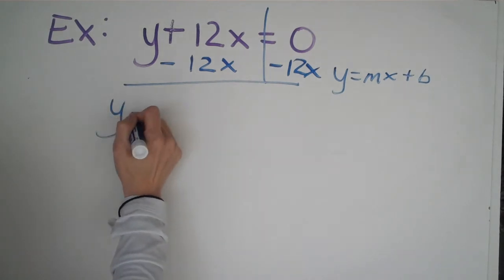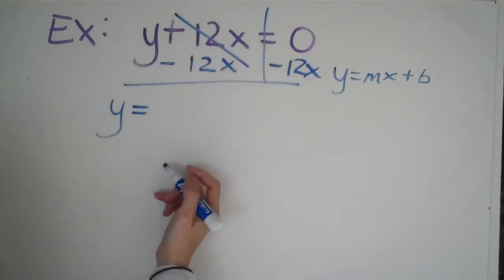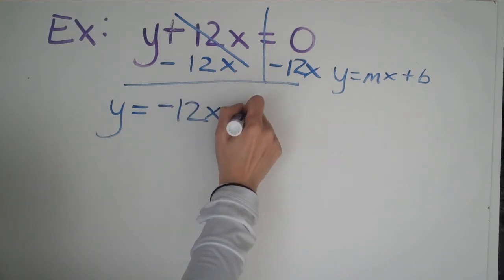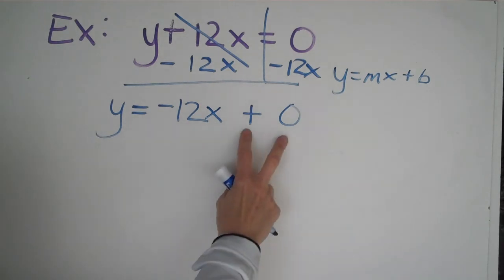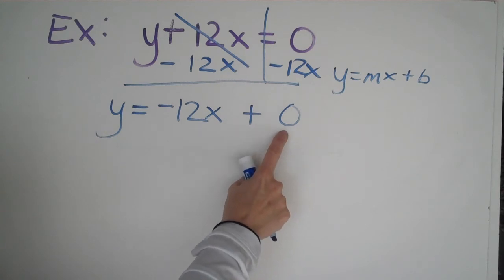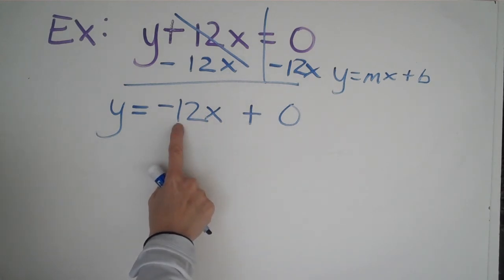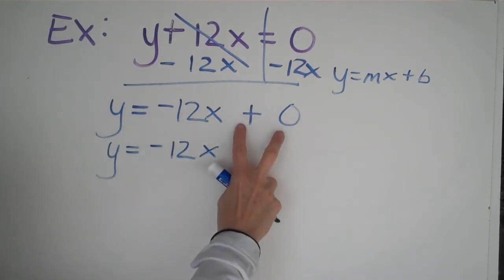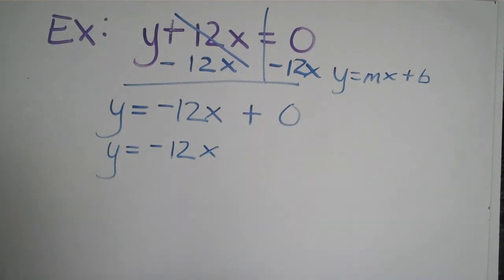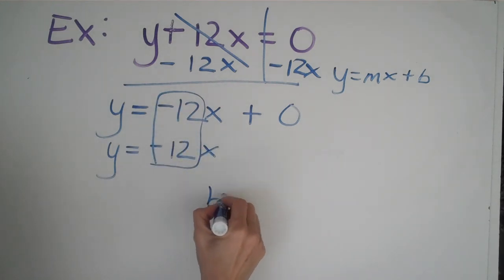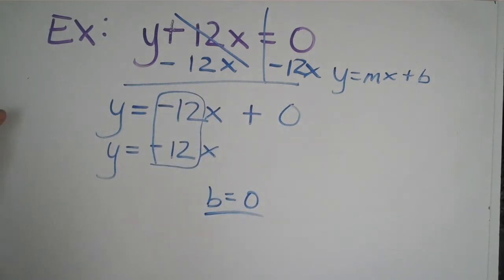And all you get is y equals, well, this crosses out, right? Y equals negative 12x plus 0, right? So really, we don't need this plus 0, because this is really showing us our b is equal to 0 and our m is equal to negative 12. We can simply write that as y equals negative 12x. We don't need to write the plus 0, okay? So in this example, again, our m is a negative 12 and our b in this case would be 0. Okay, I think we have one more example.